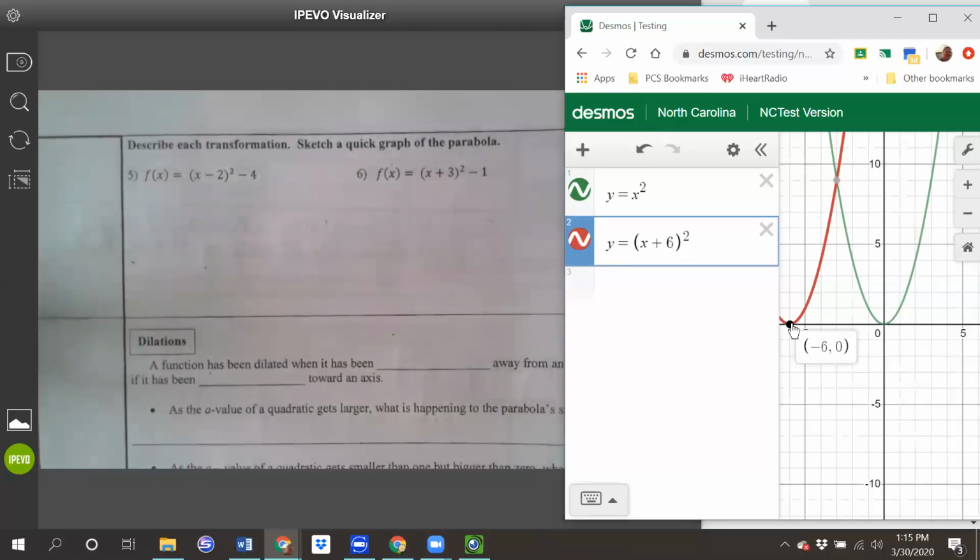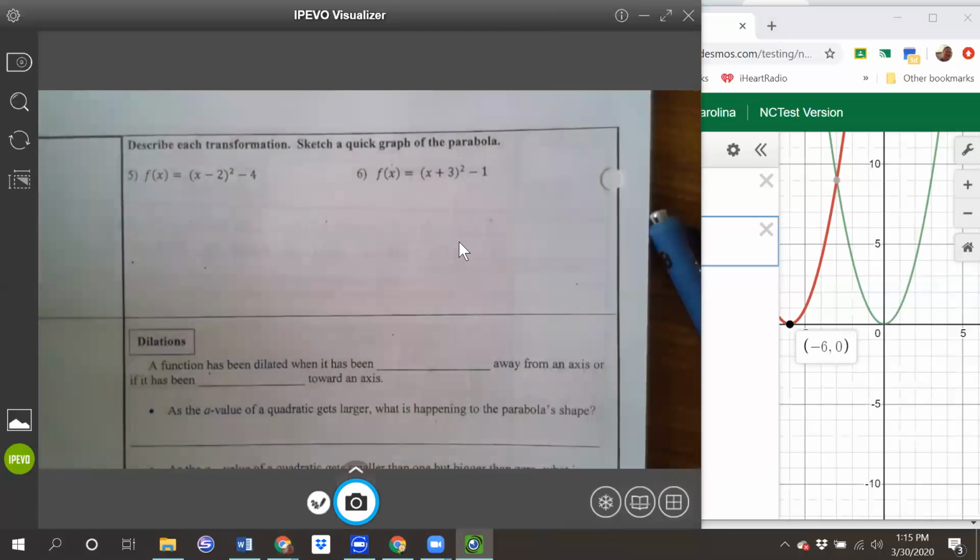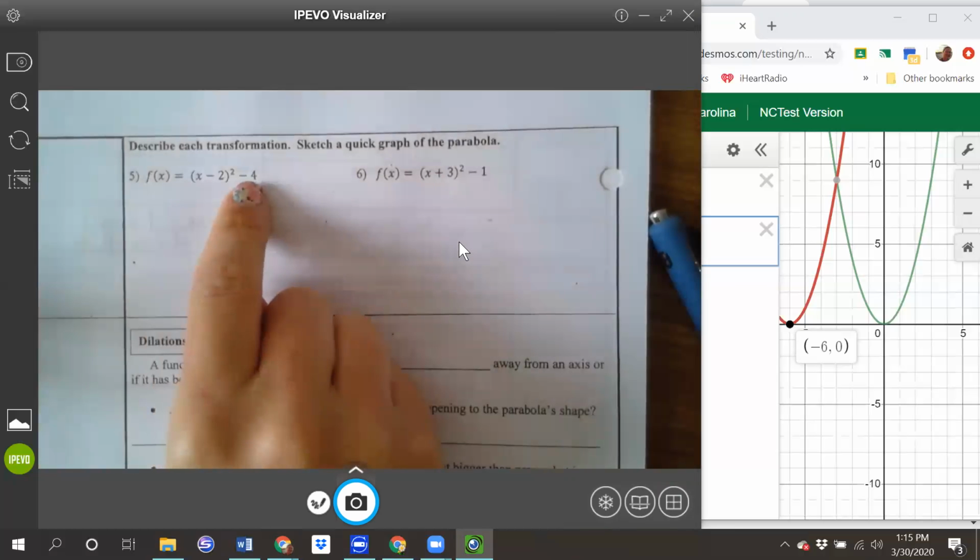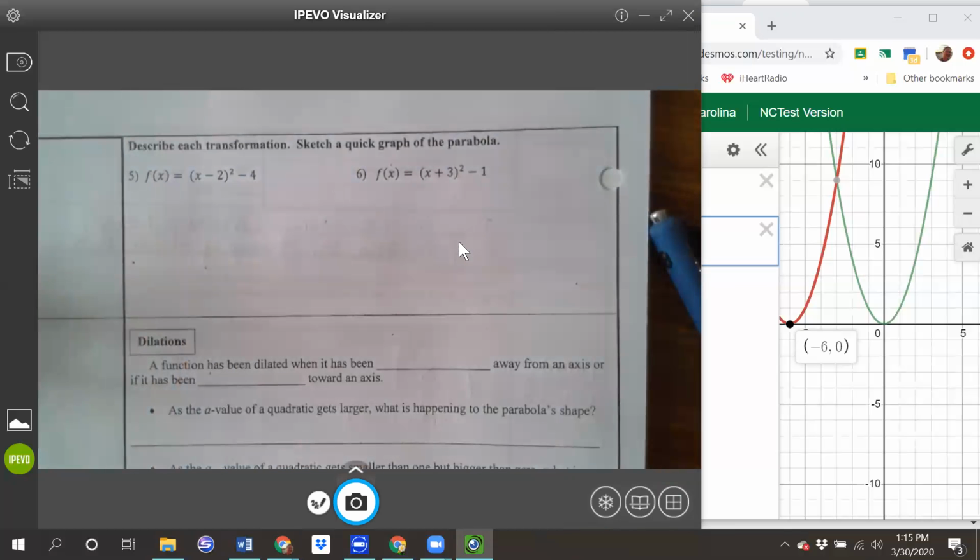All right, so check it out. It says describe each transformation, sketch a quick graph of the parabola. So what I'm going to do is I am going to write down the transformations made, and then I'm going to show you one at a time the transformations on a graph, just a quick sketch, and then I'm going to use Desmos to check my final answer.